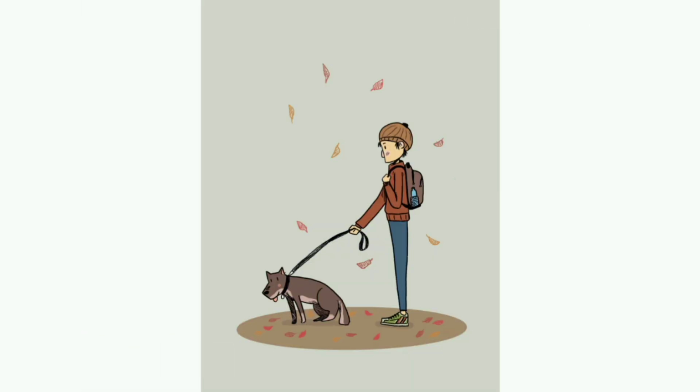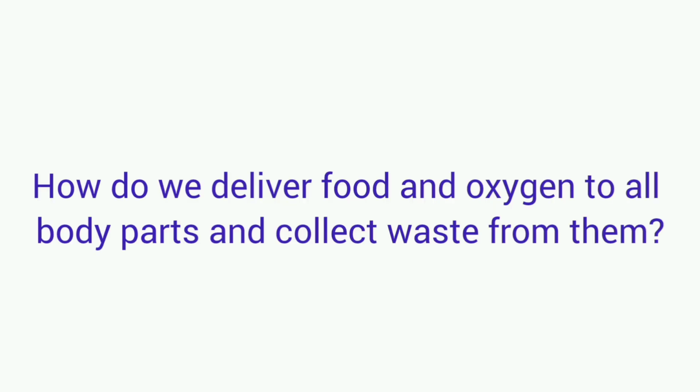But what about bigger multicellular organisms like us? As the body becomes larger and more complex, not all cells are close to the outside environment, and cells deep inside the body can't get food or oxygen directly from outside, and they can't easily throw out waste on their own. So here is the problem: how do we deliver food and oxygen to all body parts and collect waste from them? The answer lies in how nature solves problems with specialization.